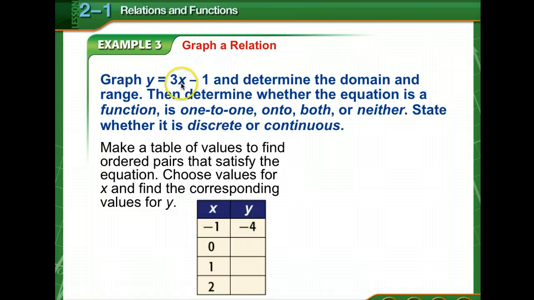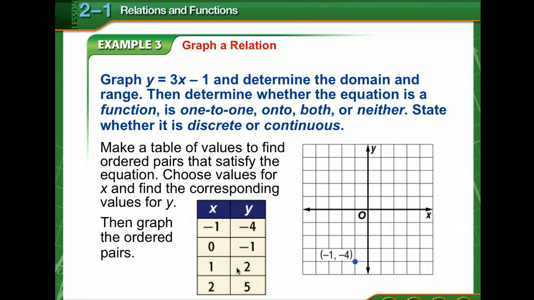So if you put a -1 in for x, 3 times -1 gives you a -3, minus 1 is -4. What do you get when you put a 0 in? Awesome, a -1. How about if you put a 1? You'd have 3 minus 1 is 2. How about if we put a 2 in? 6 minus 1 is 5. So now we have some ordered pairs that we can graph. Very good. There's our 4 points.